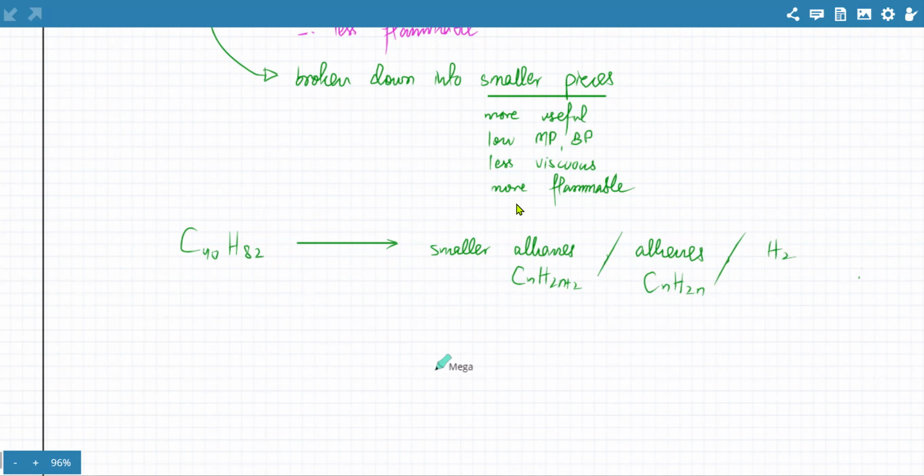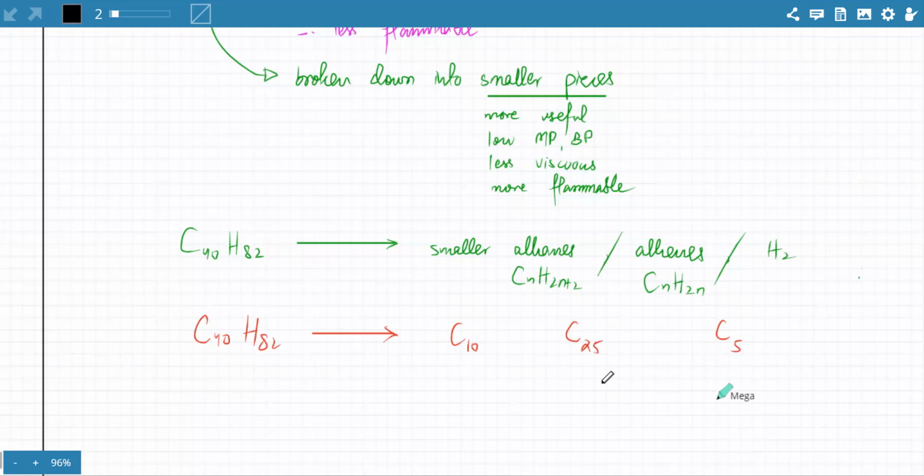And there's no formula for cracking. Let's think of it as this big molecule that you crack into small pieces. Let's say there's a piece with 10 carbon atoms, another piece with 25 carbon atoms, and a piece with 5 carbon atoms. The original molecule had 40 carbon atoms. I broke it down into three pieces: one had 10 carbon atoms, the other had 25, and the third had 5.